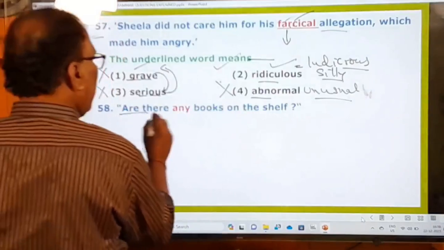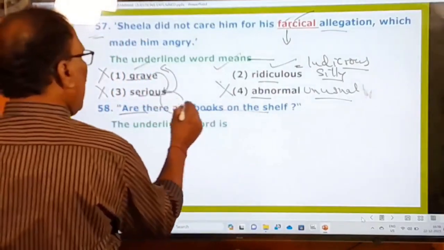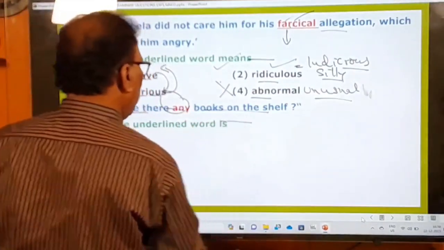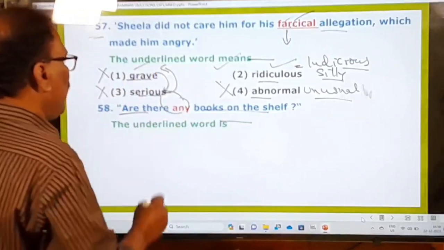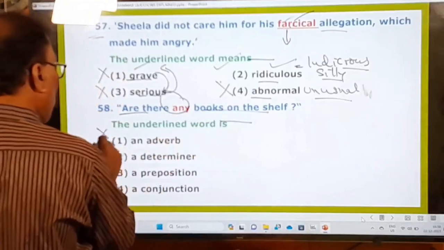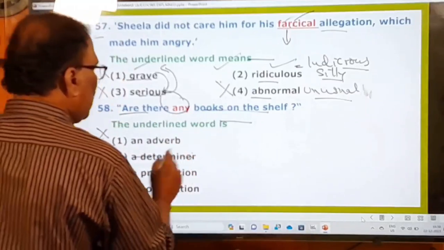Are there any books on the shelf? Okay, and here this "any" is underlined and put in red color. And the underlined word is what? Now the examiner is asking you to tell what this word is. What is that? Options. An adverb? No, it's not an adverb. A preposition? No. A conjunction? No. It's only a determiner.